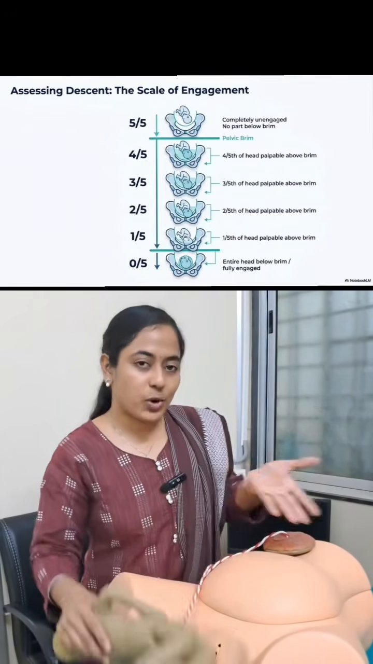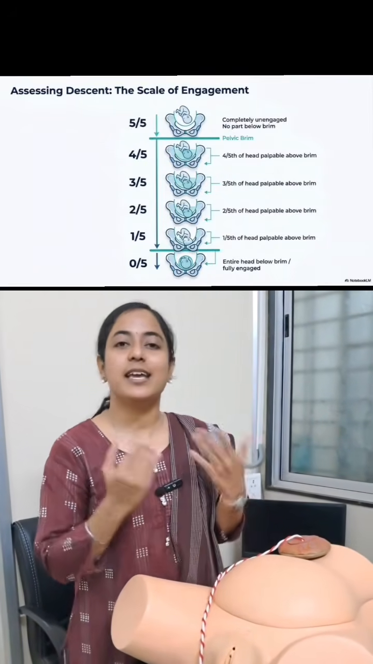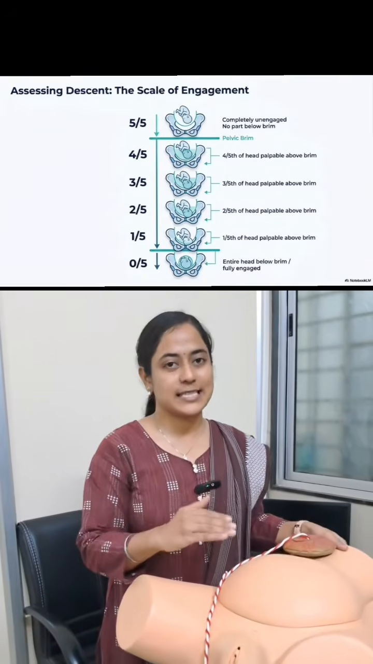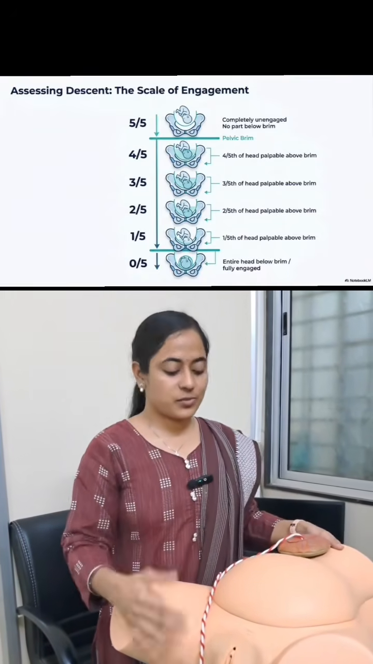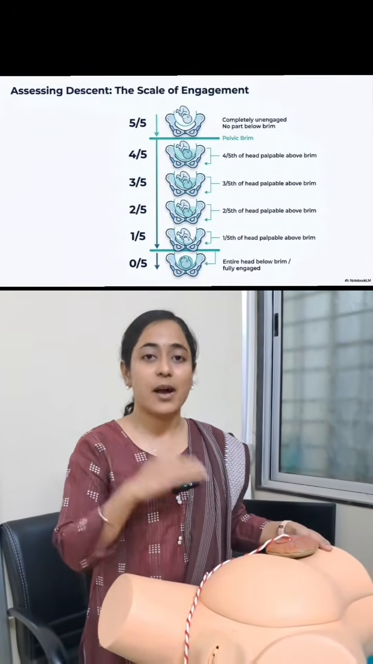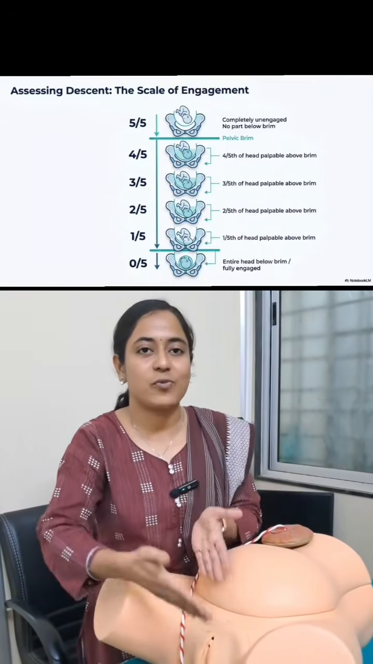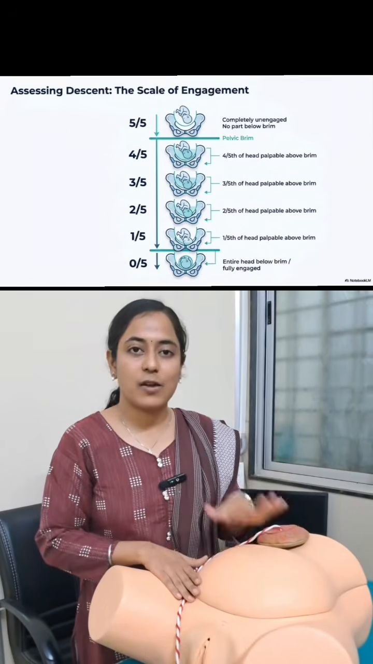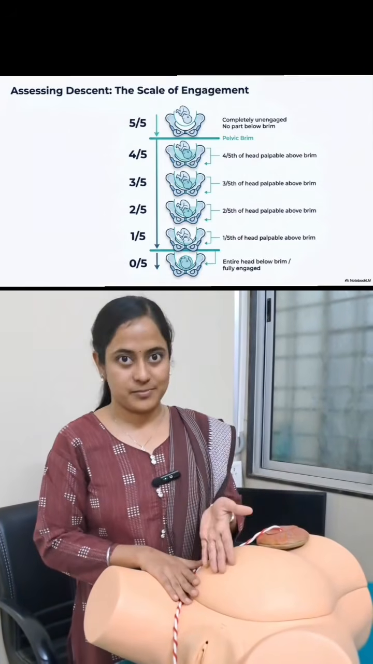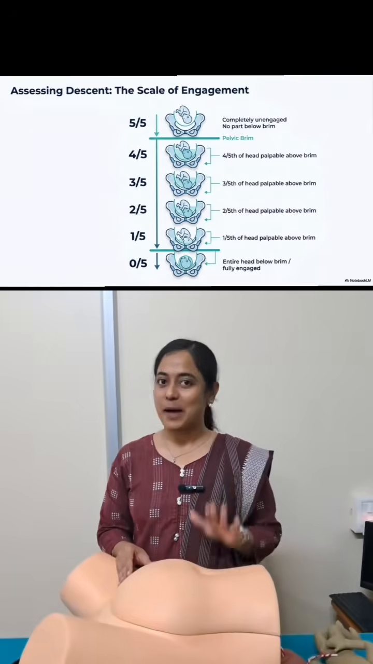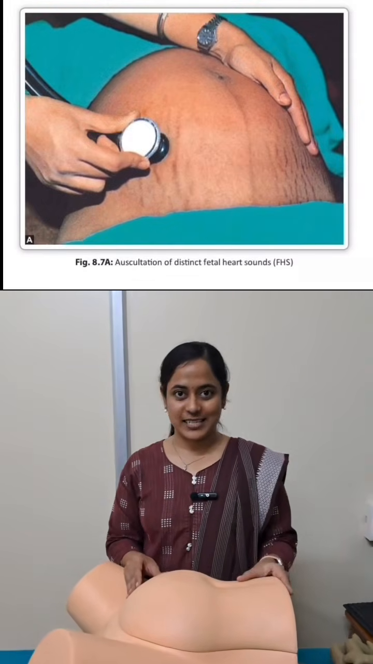The importance of this fifth formula is that we can avoid per vaginal examination. Recurrent per vaginal examinations can be avoided with the help of per abdominal examination, and we can assess the degree of engagement, and it is very helpful during the period of labor. It completes the palpation part. Let's see the auscultation part.